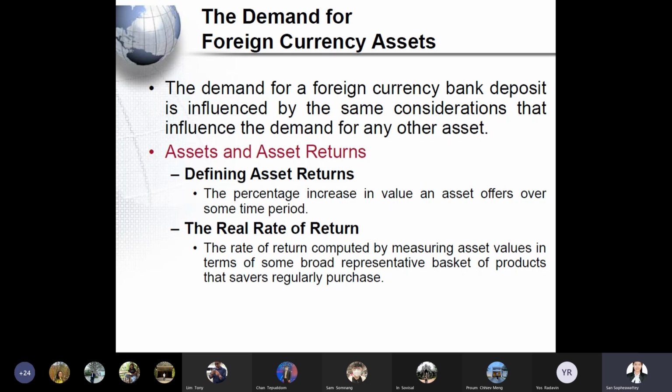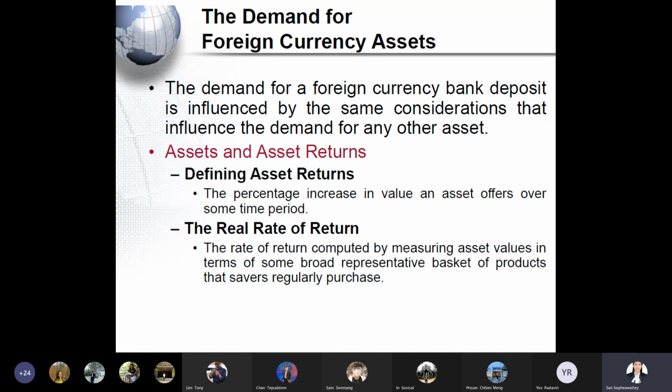Asset return is the percentage increase in value of an asset over a given time period. So a foreign currency bank deposit or foreign currency certificate of deposit is also an asset, and the demand is actually the same as for any other assets. When we see an asset has huge returns, we demand more foreign currency bank deposits. And the asset return is the percentage increase in the value of an asset over a period of time.